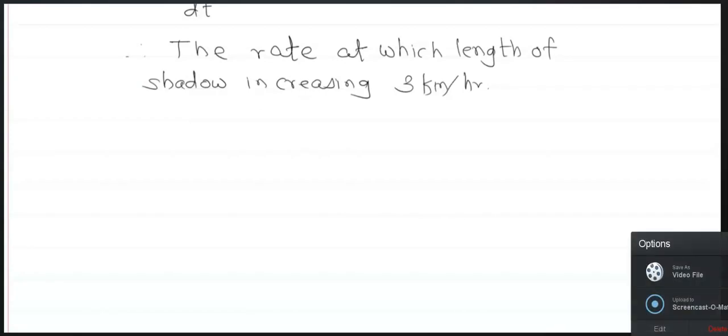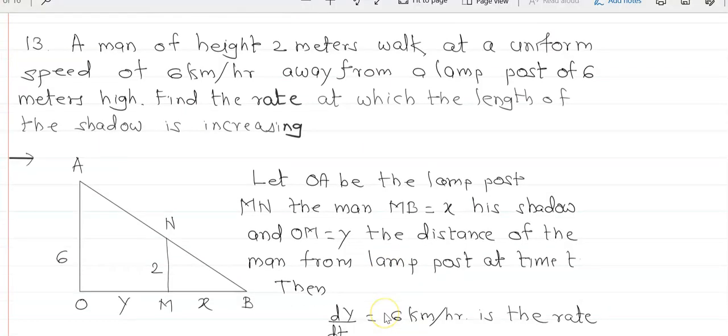See this again here. A man of height 2 meter walks at a uniform speed of 6 km per hour away from the lamppost of 6 meter height. Find the rate at which the length of the shadow is increasing. This we want to find out, that is dx upon dt.